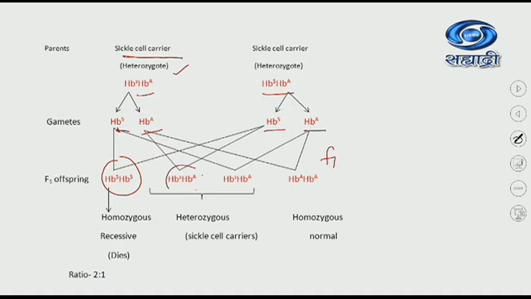If the child gets HbS and HbA, it is a heterozygous condition, and these people are sickle cell carriers. And how many are they? 1 and 2. So this is 2. And in one case, HbA comes with HbA, it is homozygous normal. He doesn't have the sickle cell trait, and this is 1. So see how it deviated from the normal Mendelian ratio. According to Mendel, the normal ratio should be 3:1, but here it is 2:1. And here one gene is controlling many traits, pleiotropy. So this is neo-Mendelism, going away from the conclusions which Mendel gave.